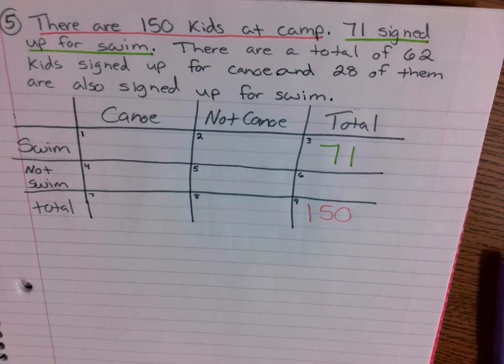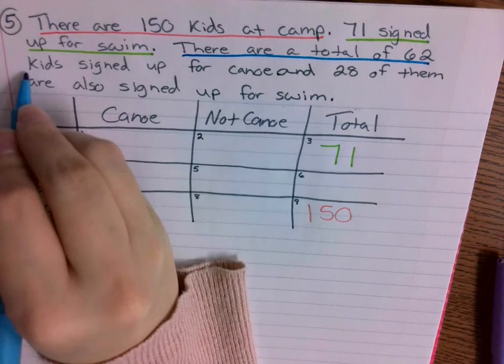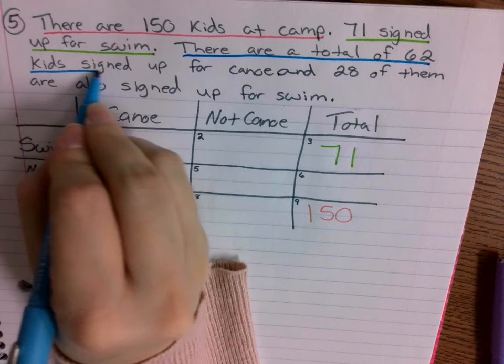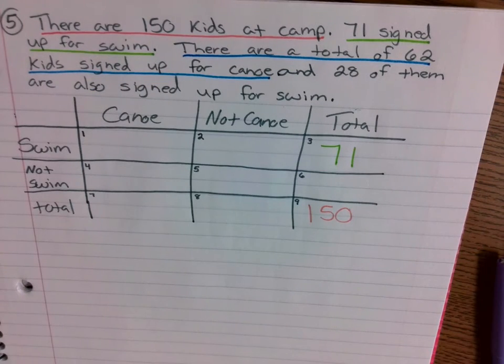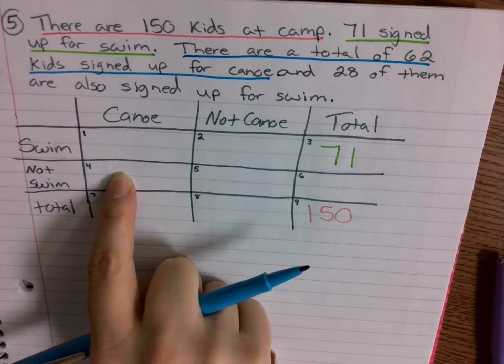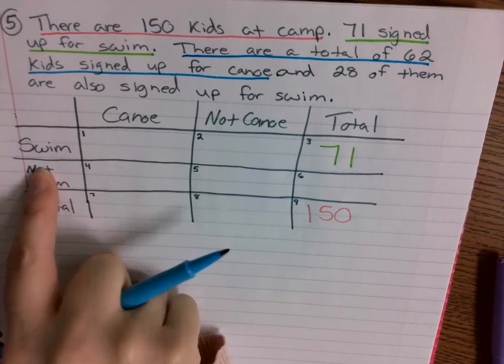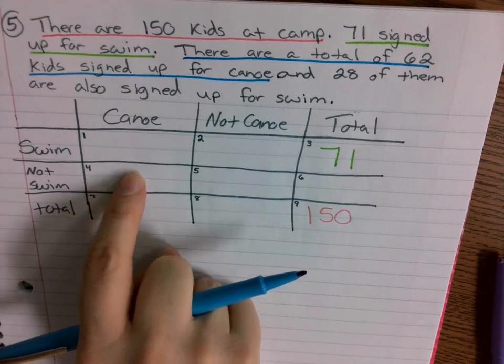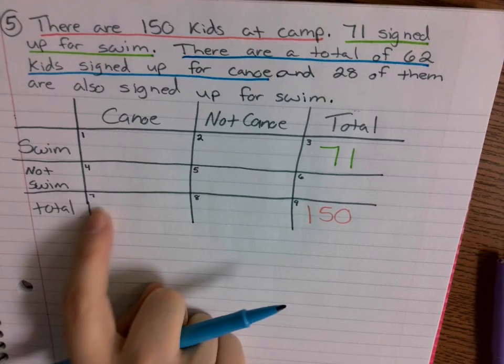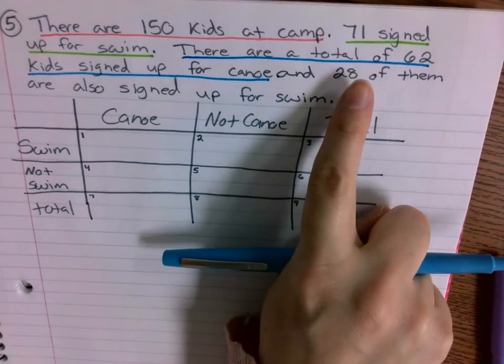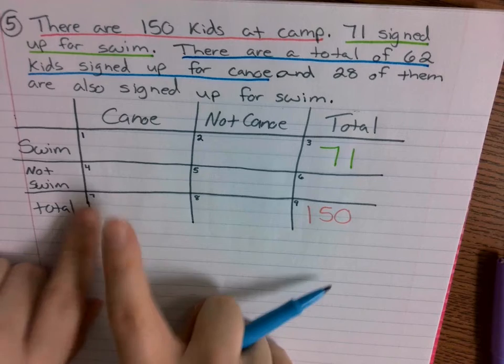Okay, the next piece of information. There are a total of 62 kids signed up for canoe. Which box is that going to go into, Sarah? Right here? So, total number of canoe students. So does that say canoe total? Box 7. So it should go down here, box 7. It says total number of students that signed up for canoe. Total number of canoe is going to be 62.